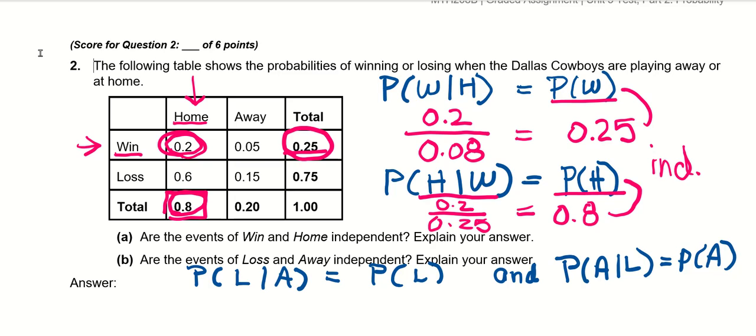So I'm not going to show you how to do that here. I'm going to let you follow through by what we did with part A. And if we can prove that these are equal and these are equal, we have independent events.